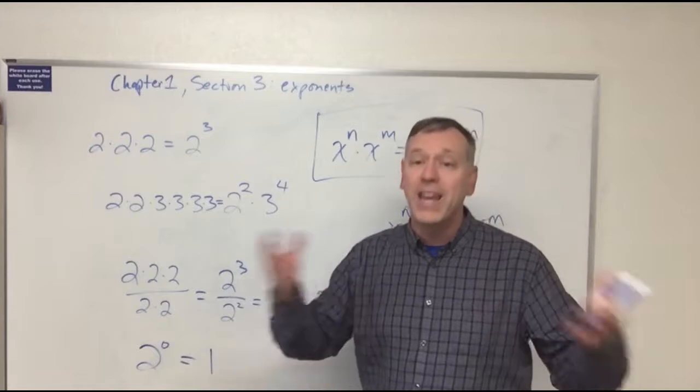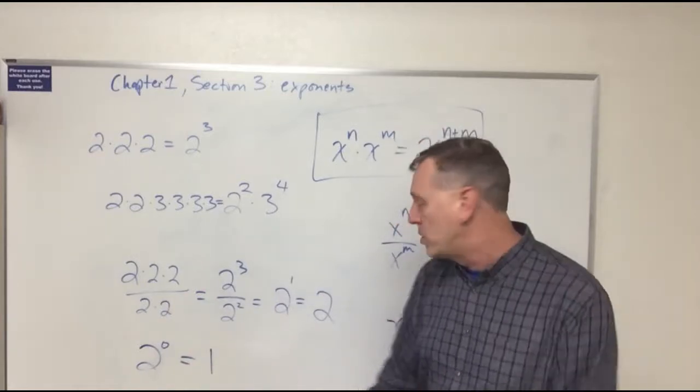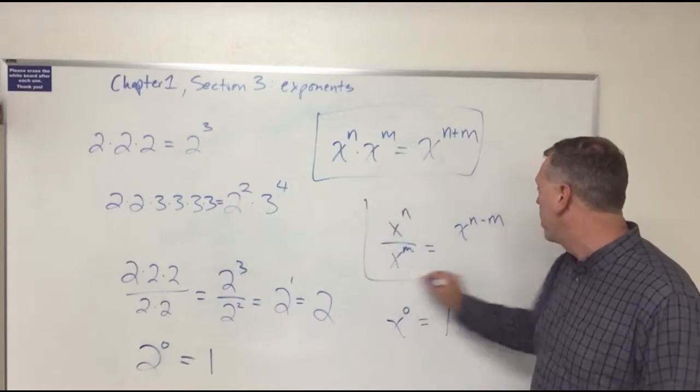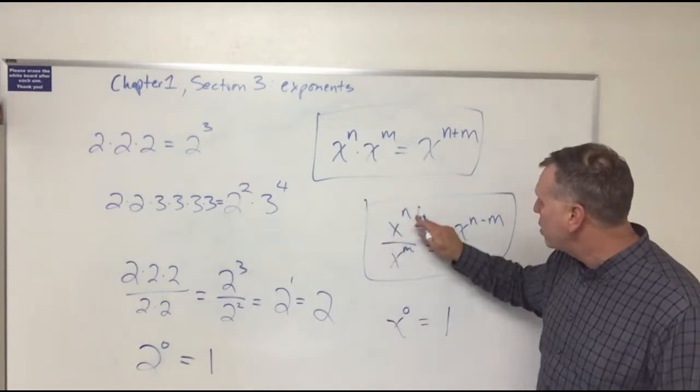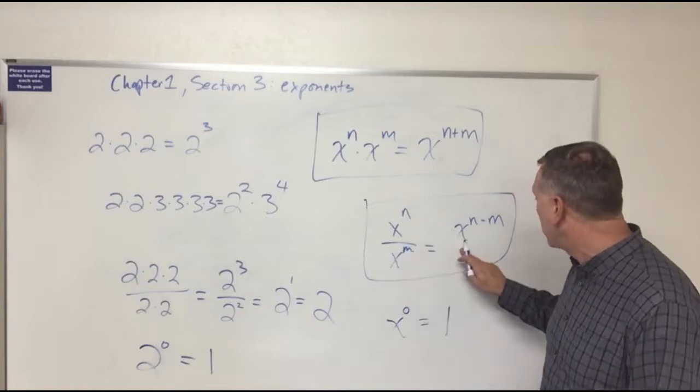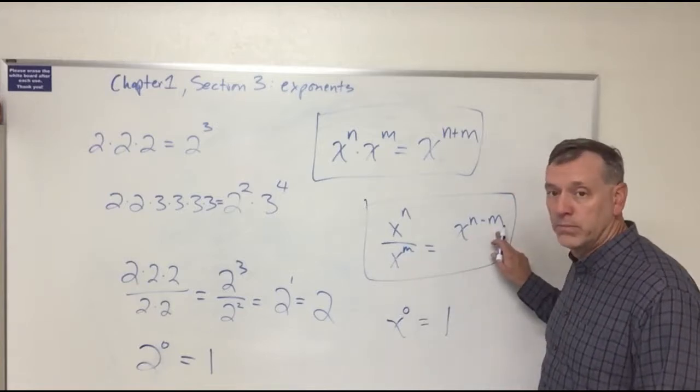And 2 to the first power, or any number to the first power, is the number itself, and we get the number 2 back. And this leads us to this principle here, that x to the nth power divided by x to the mth power is x to the n minus m.